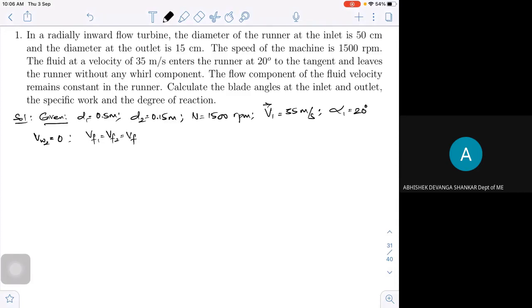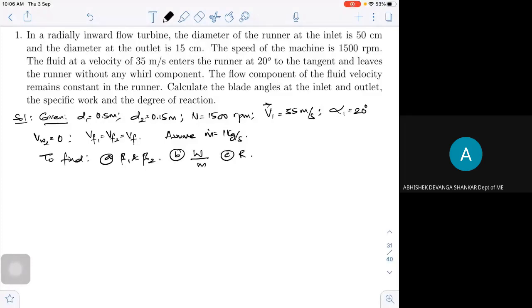That's the meaning. They are not given any mass flow rate, so let's assume unit mass flow rate, that is 1 kg per second. That's the assumption we are making. Now what are we supposed to find? First, the blade angles at the inlet and at the outlet, that is beta 1 and beta 2. Then the specific work done, that is W by m. Then the degree of reaction.